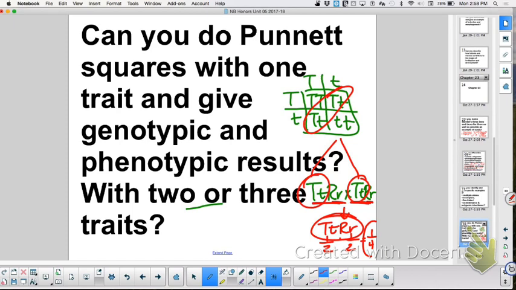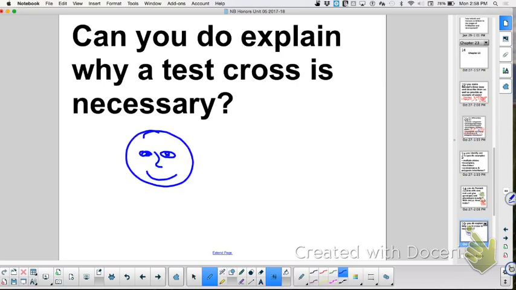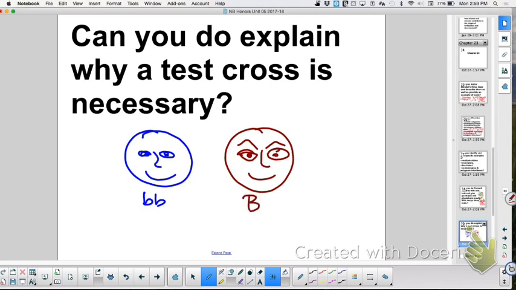Questions on that part? Can you explain why a test cross is necessary? If I have somebody who has blue eyes, do I need to test cross them? No. Do you know their genotype? Yeah. What is it? Little b, little b. But if I have somebody who has brown eyes, angry brown eyes, do I know what their genotype is? No. Because what could they be? Big B, little b, or big B, big B. Yes.